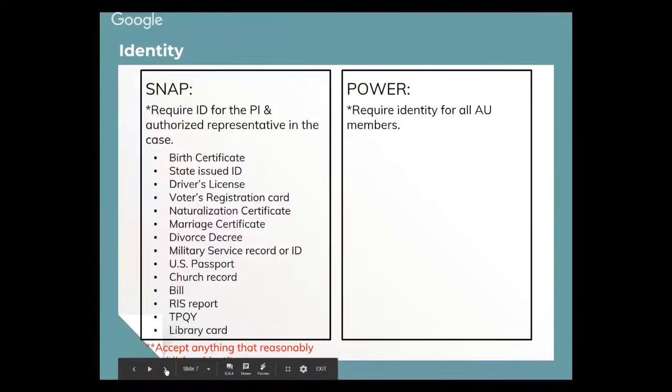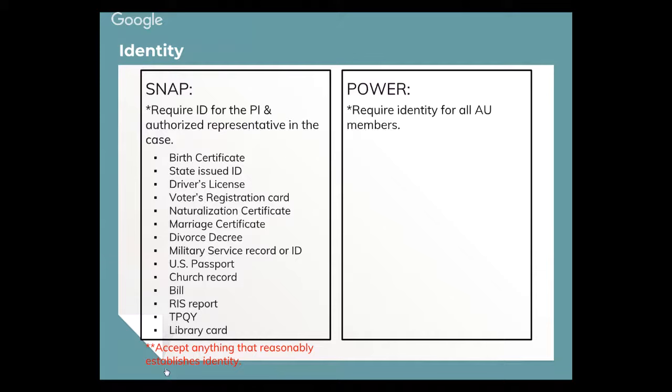All right. So we'll start off looking at identity, social security number, and citizenship. For SNAP, in regards to identity, we do require ID for the PI and the authorized representative in the case. Those are the only two people that we absolutely have to have identification for.